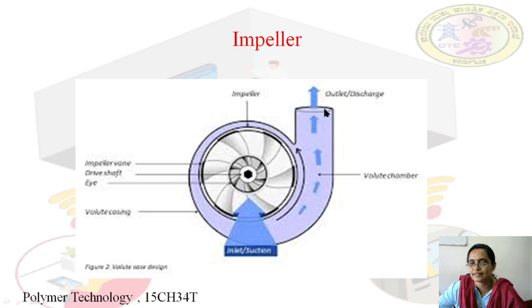Blades inside the casing. Here the inlet is there. This is the volute casing. This is the eye of the impeller. These are the impeller vanes. This is the volute chamber. It is connected to the discharge pipe.